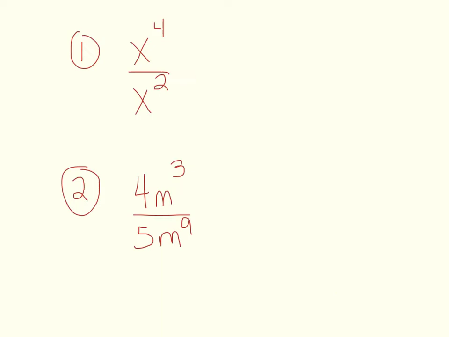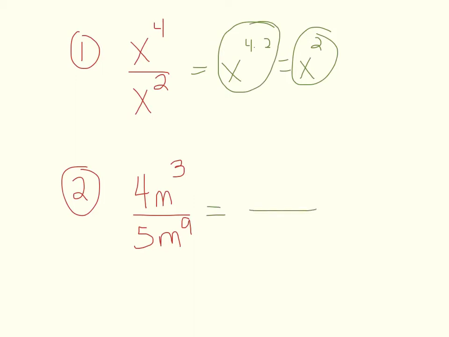Let's try some. Make sure your bases are the same. These are both x's, so we're going to take x, and it's going to be 4 minus 2, which is x to the second power. Now you don't have to do this step, you can just subtract. Now here we have numbers, 4 over 5. We don't subtract, those aren't exponents. So that's actually a fraction. We can't simplify it, so we leave them 4 and 5.